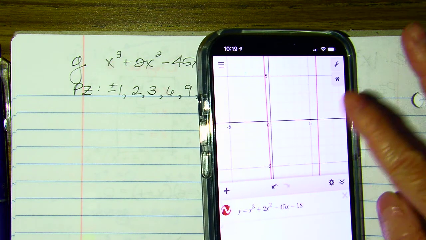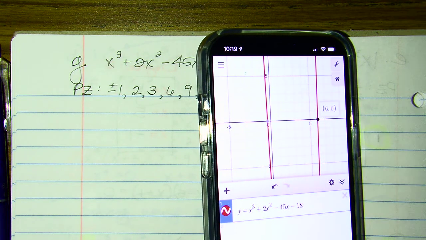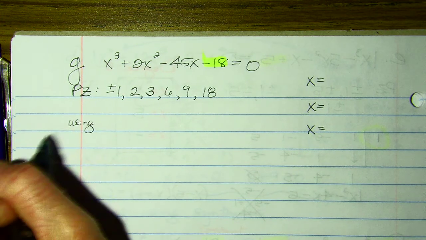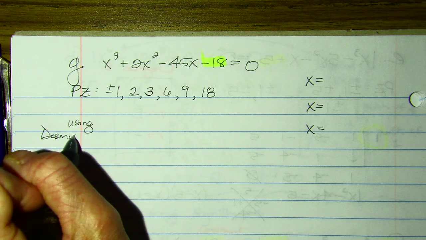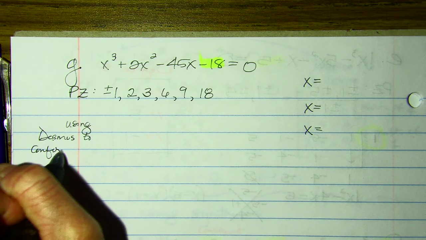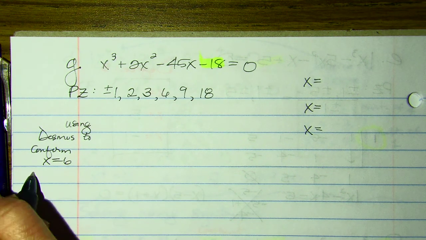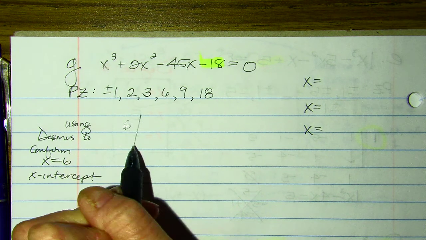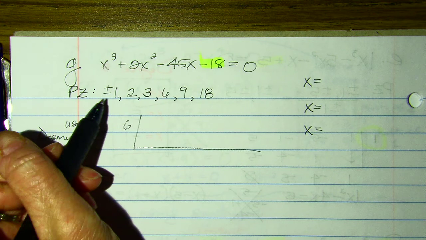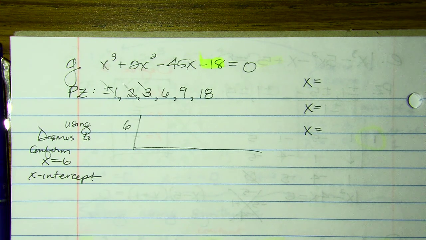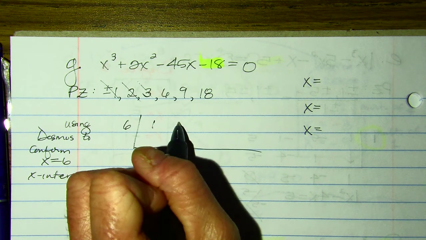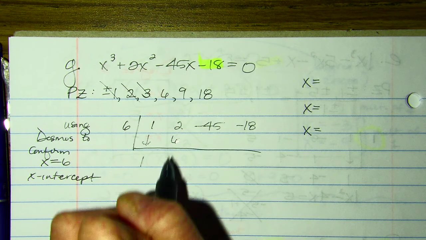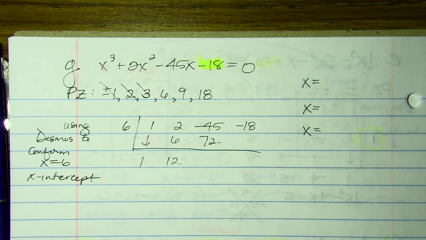and it crosses here at 6. So that's where I'm going to start. So I'm using Desmos to confirm that 6 is an x-intercept, and so that's actually where I'm going to start. So 6, and then I'm going to use synthetic. None of these worked. Positive 6 is the first one to work. So 1, 2, negative 45, negative 18. Let's bring down the 1, 6, 12, 72.